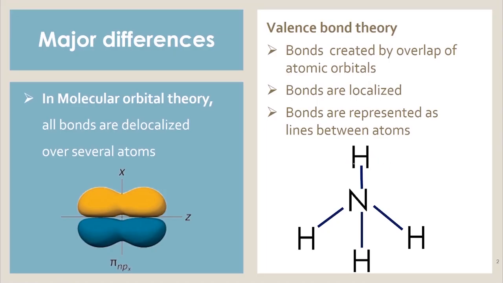Usually the bonds are represented as lines between atoms in valence bond theory, which differs from the molecular orbital theory. According to valence bond theory, the bond formation is due to the overlap of the atomic orbitals, which makes bonds localized between the adjacent atoms. This differs from the molecular orbital assumption, where bonds are delocalized over several atoms.